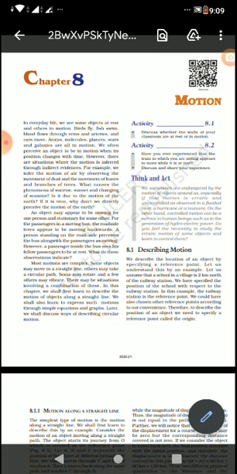And in the next lecture of physics I will give you a brief detail and all the explanation of this chapter, motion. So your work will be to revise the concepts which you have studied earlier in class 8.